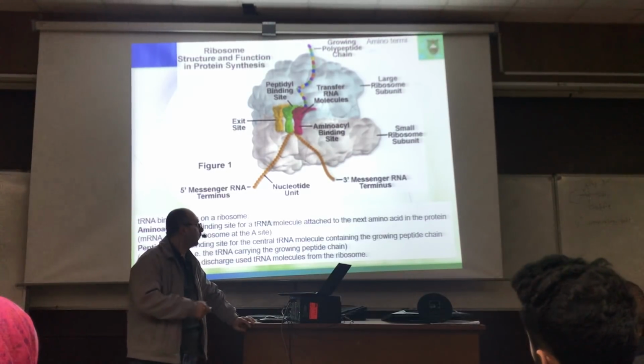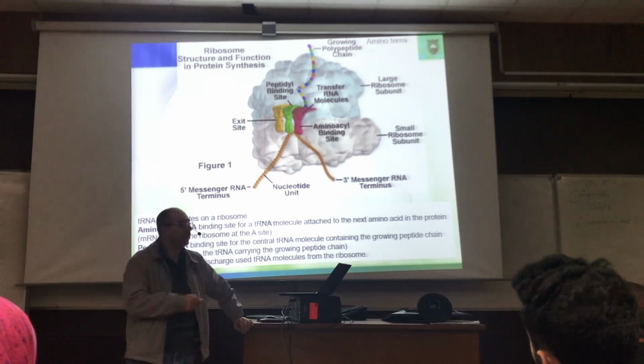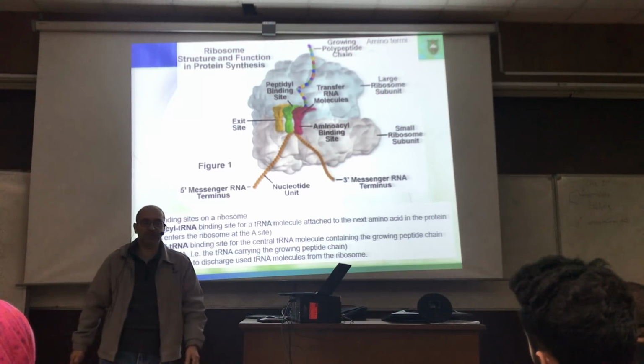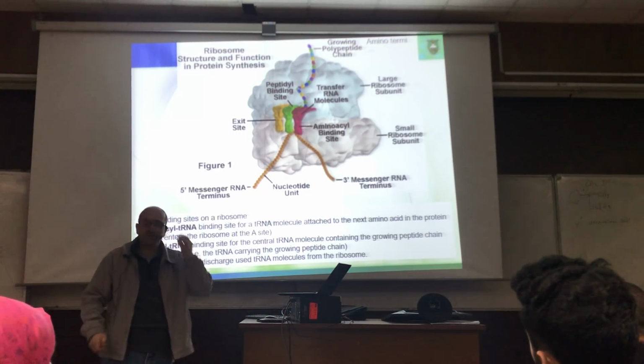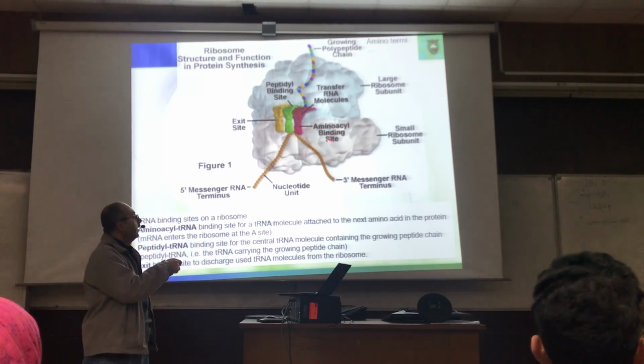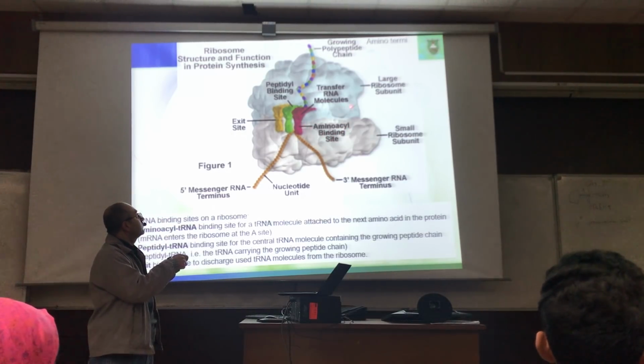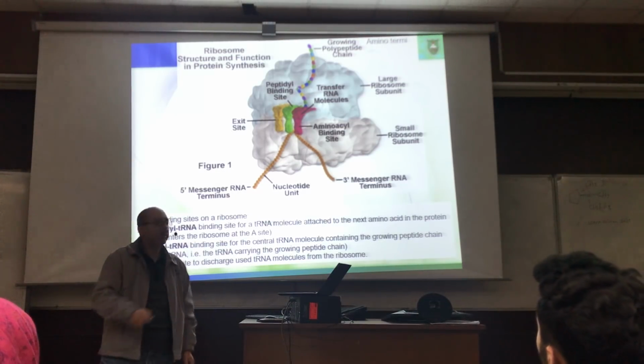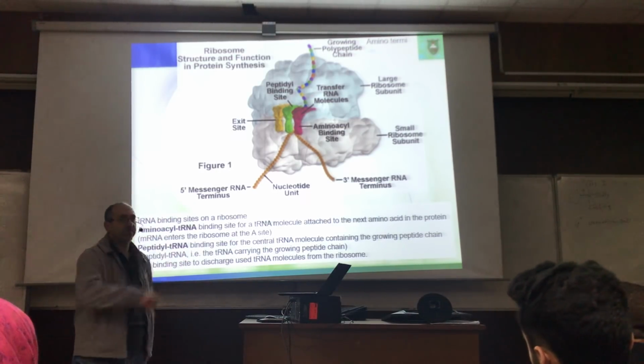The ribosome is made of a small ribosomal subunit and a large ribosomal subunit. The large ribosomal subunit is responsible for the formation of the peptide bond, and it has 3 chambers.